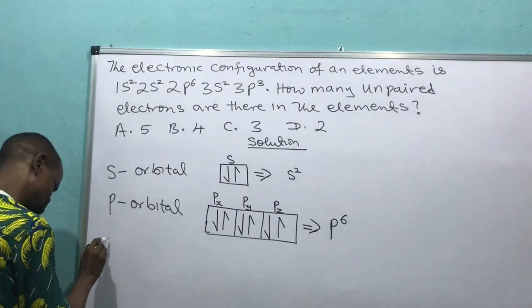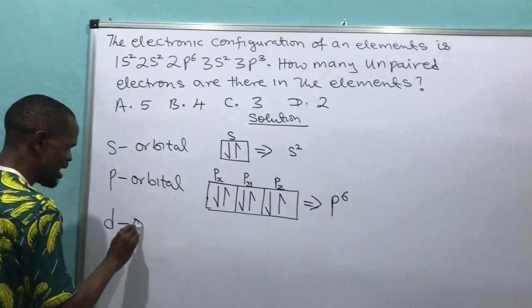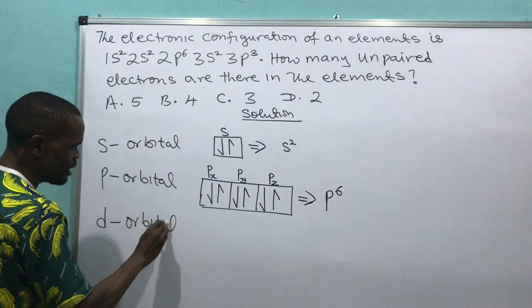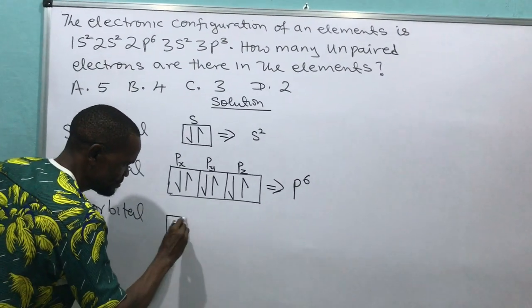Then I come to the d orbital. We have the d orbital, and that d orbital, I have this.